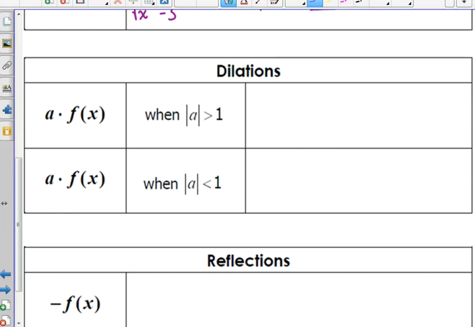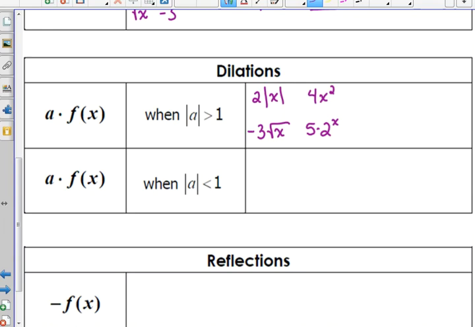So if we multiply our function by a constant, when that constant is greater than 1, so for example, 2 times the absolute value of x, or -3 times the square root of x. Now, yes, I purposefully chose -3 because it says the absolute value of that number is greater than 1. Okay, the negative, we're going to get to that in a minute, but the 3 is what we're focusing on right here. Or 4x squared, that's another example. Or something like this, 5 times 2 to the x.